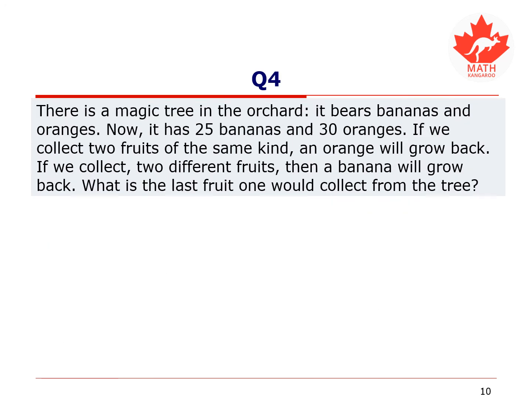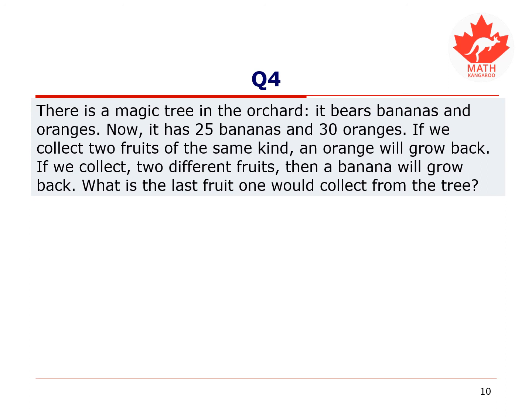Another question. There is a magic tree in the orchard. It bears both bananas and oranges. Right now, it has 25 bananas and 30 oranges. If we collect 2 fruits of the same kind from the tree, an orange will grow back. If we collect 2 different fruits, then a banana will grow back. What is the last fruit that one would collect from the tree?